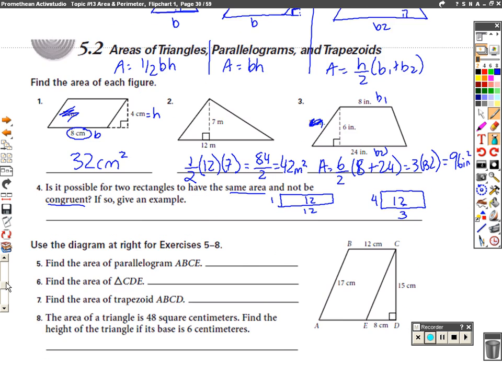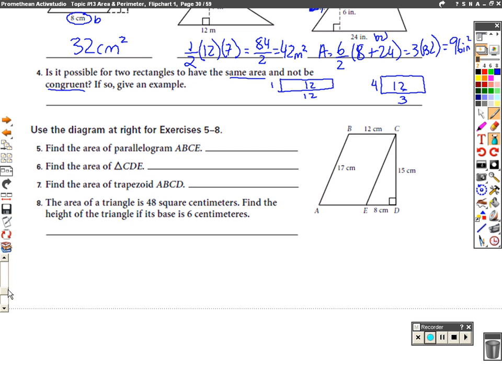All right, moving on to number 5. Area of the parallelogram ABCE. So let's use our highlighter here. A, B, C, E, this parallelogram. So in order for the parallelogram, I need the height and I need the base. Well, I have to find my right angle, and right here, this is where I get my right angle. So the height of our parallelogram is actually 15. So it's base times height.